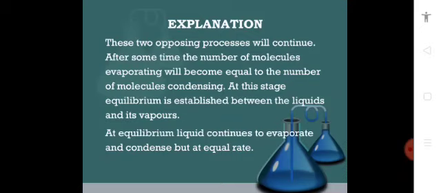What is equilibrium state? A state where the rate of the forward reaction becomes equal to the rate of the reverse reaction. Then we can say that the system is at equilibrium. At equilibrium, the liquid continues to evaporate and condense but at equal rate. Means the number of molecules evaporating, the same number will condense again at the same rate. That's why we can say that the system is at equilibrium, and at this equilibrium state, when the vapors exert a pressure on the liquid surface, it is the vapor pressure of the liquid.